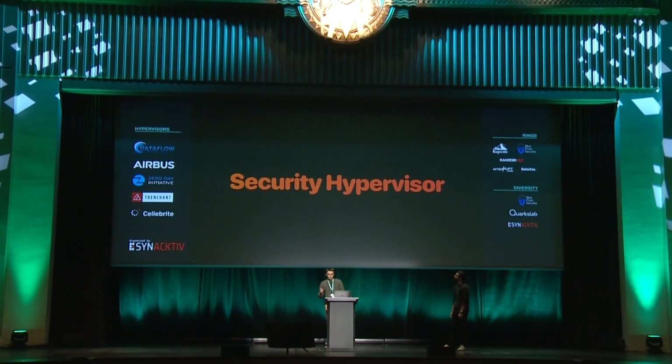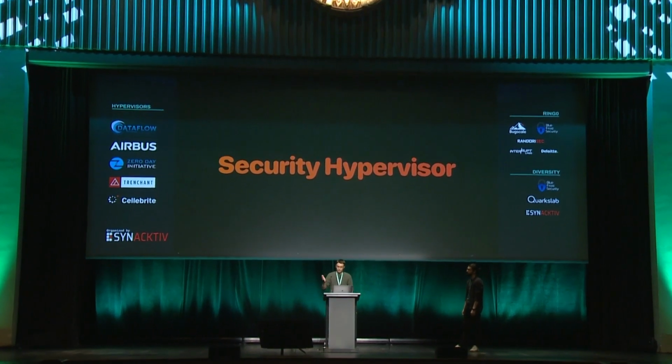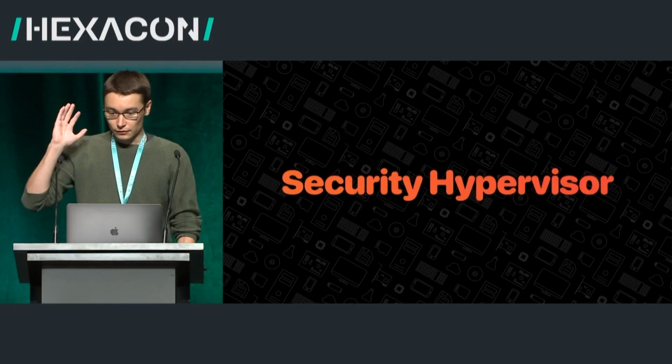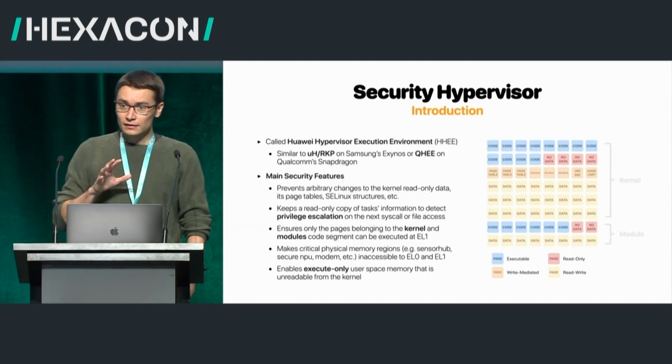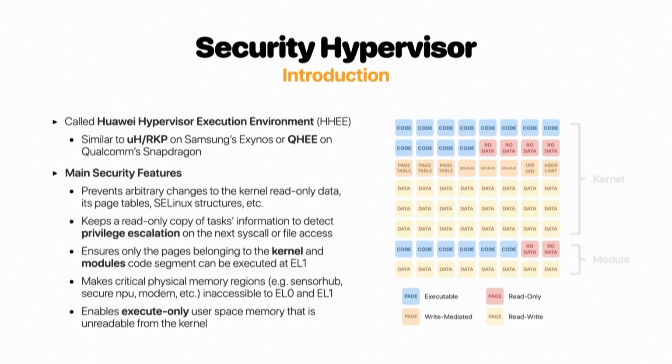Okay, so once we had gotten our plaintext binaries, we started analyzing them, and the first one we looked into was the security hypervisor. Huawei's implementation is called the Huawei Hypervisor Execution Environment, or HHEE for short. It's similar in purpose to RKP on the Samsung Exynos devices, or to QHEE on the Qualcomm Snapdragons.